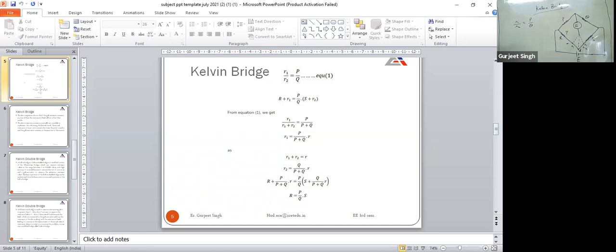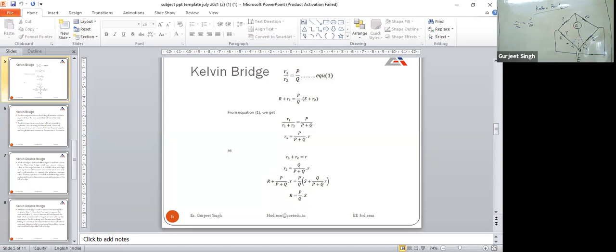Now we have the equation like a Wheatstone bridge. What is the equation of the Wheatstone bridge? P upon Q is equal to R upon S. This equation we derived yesterday in the Wheatstone bridge. So the ratio of the opposite arms is equal. With the help of this formula, we will calculate the unknown resistance.